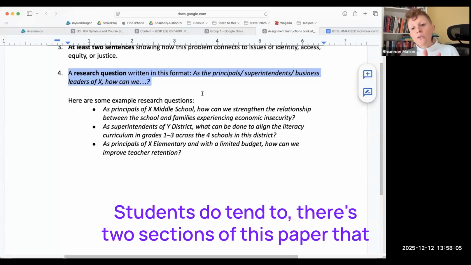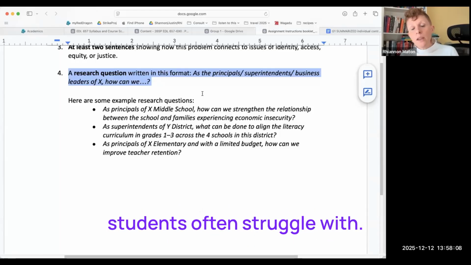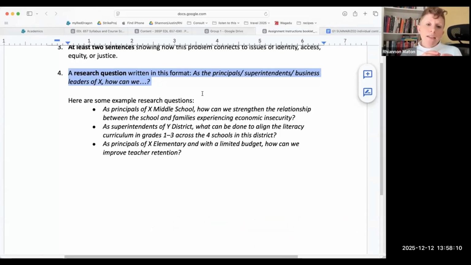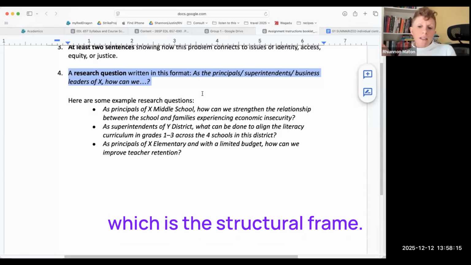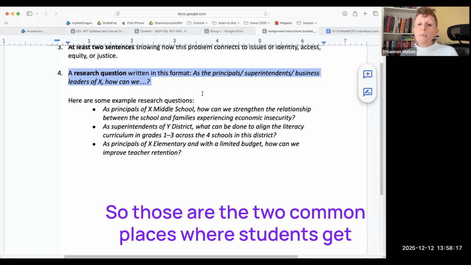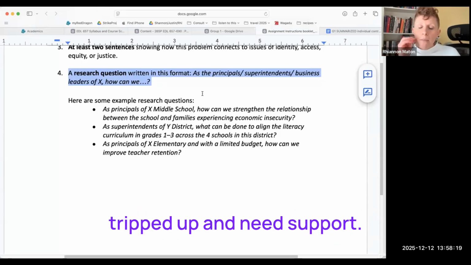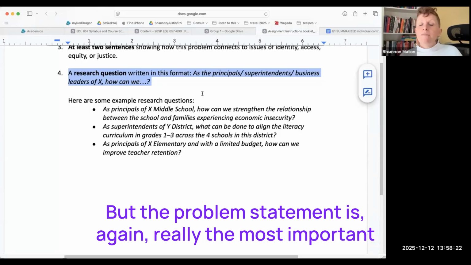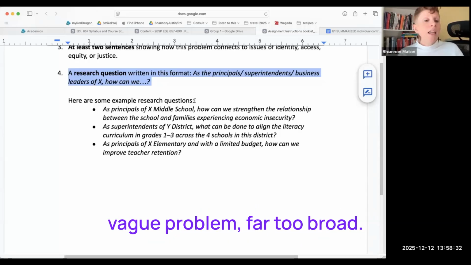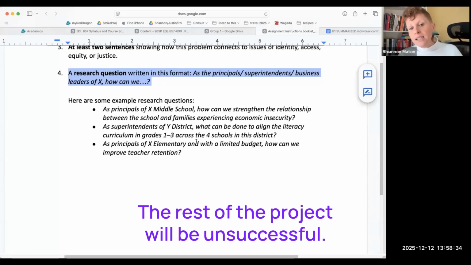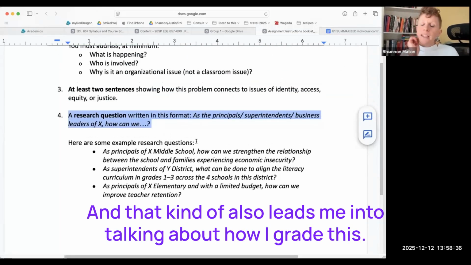There's two sections of this paper that students often struggle with. One is the problem section of the paper, and the other one is the first frame, which is the structural frame. So those are the two common places where students get tripped up and need support. But the problem statement is, again, really the most important because you need to have your problem squared away. If it is a vague problem, far too broad, the rest of the project will be unsuccessful. And that kind of also leads me into talking about how I grade this.